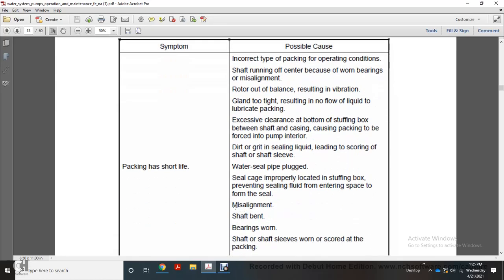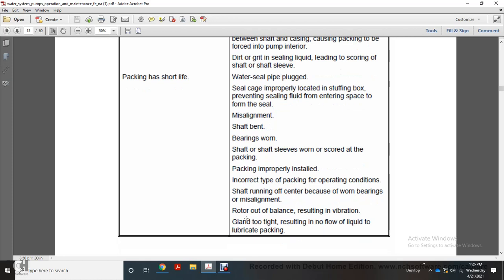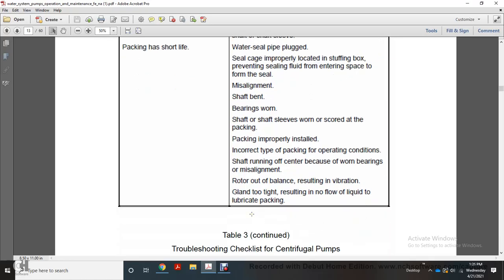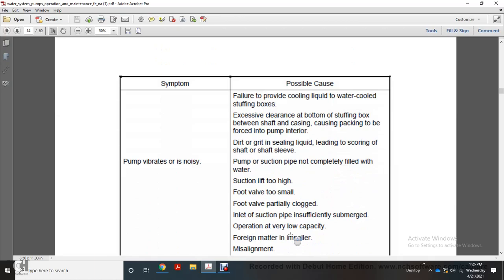Packing has short life. Water seal pipe plugged. Seal cage not properly located in the stuffing box, preventing sealing liquid from entering the space from the seal. Misalignment, shaft worn, bearing worn, shaft or shaft sleeves worn or scored. Packing improperly installed, incorrect type of packing for operating conditions. Shaft running off center because of worn bearings, misalignment, rotor out of balance, resulting in vibration. Gland too tight, resulting in no liquid to lubricate the packing. Failure to provide cooling liquid to a water cooled stuffing box. Excessive clearance at the bottom of the stuffing box between the stuffing box and the casing, causing the packing to be forced into the pump interior. Dirt or grit in the sealing liquid, leading to scoring of the shaft or shaft sleeve.